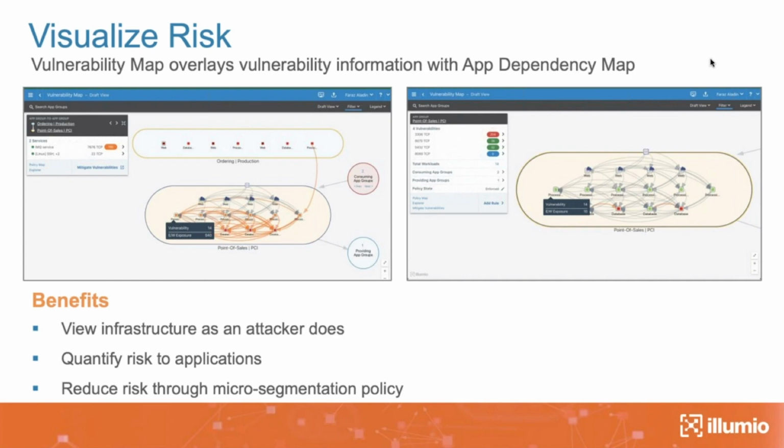So the idea is that we actually give you the ability to visualize risk. Where does my risk reside? Is it in my database layer? Is it in my internet facing layer? And where exactly am I exposed? The second thing is we also help you quantify risk, which is this exposure score that I mentioned. This is actually a precise score that we calculate for you.